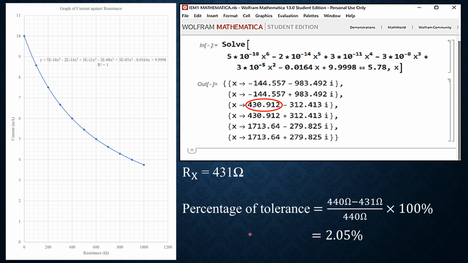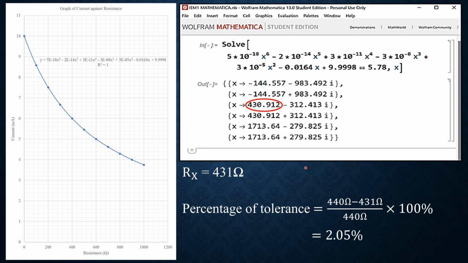So in order to make it shorter, so I will summarize the value for Rx will be equal to 431 ohm. And for the percentage of tolerance, I have to use the difference between the measured value and also the experimental value. But for this, I will only take the positive difference and divide it by the actual value times 100%. The actual value for the resistor is obtained by using the colored code.